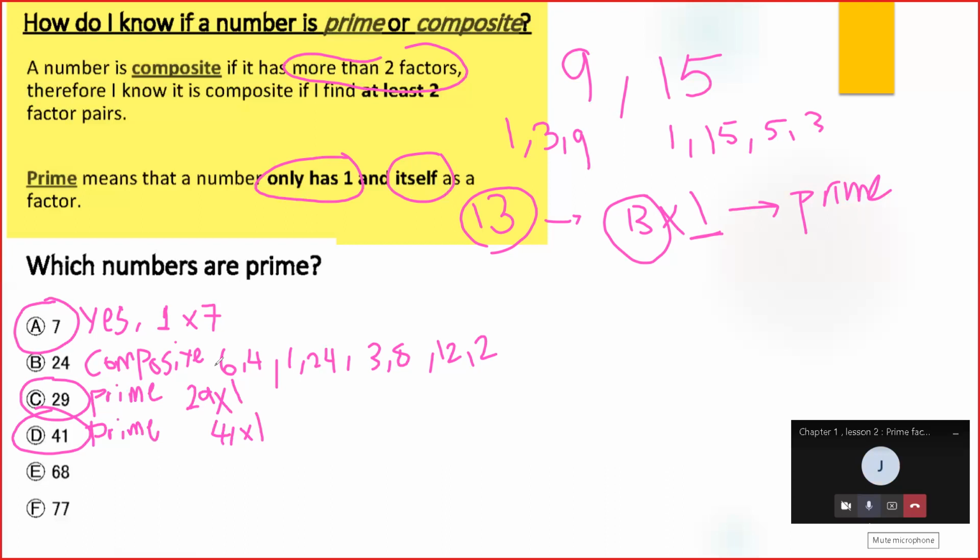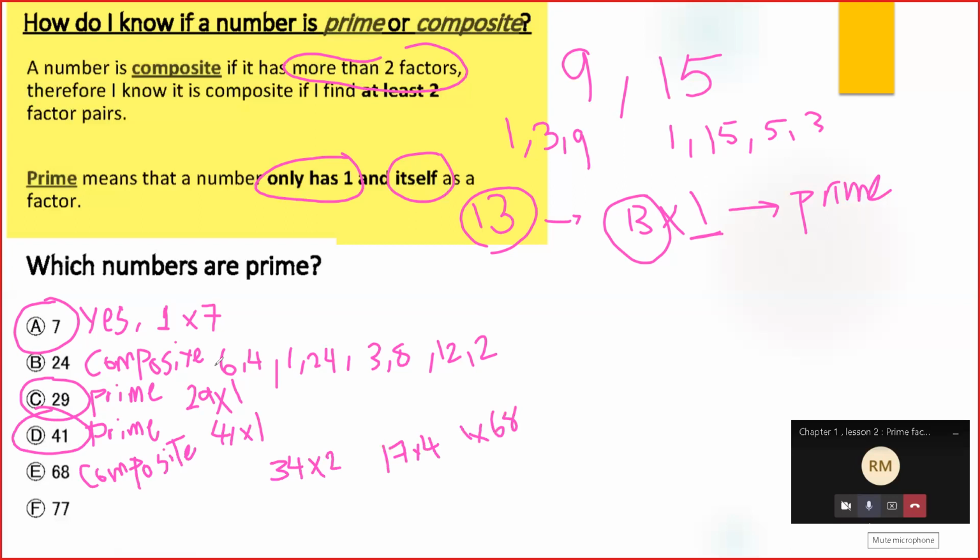Yes, Rafif. Okay, 68. It's composite. Thank you. Why? Give me one of these factors. Because you give like 34 multiplied by 2. Bravo. 34 times 2, 17 times 4, 1 times 68. So it will be a composite.